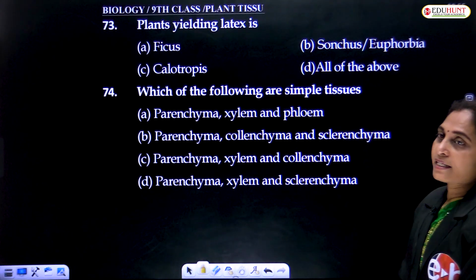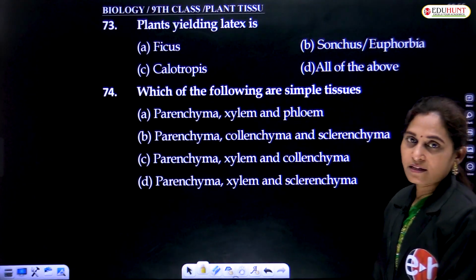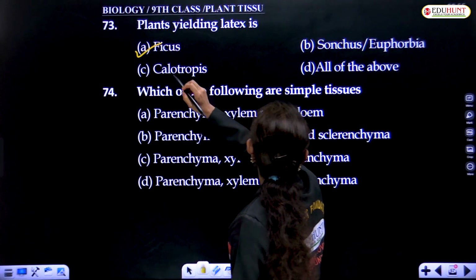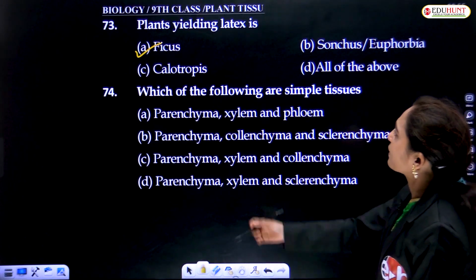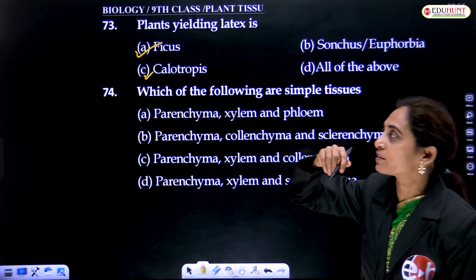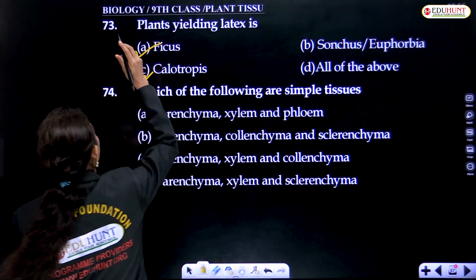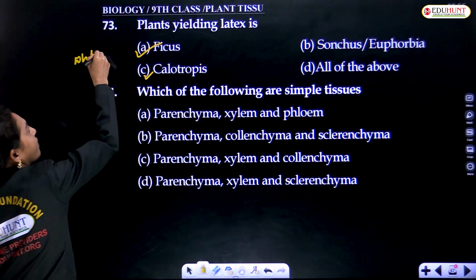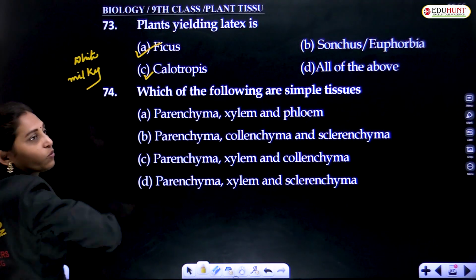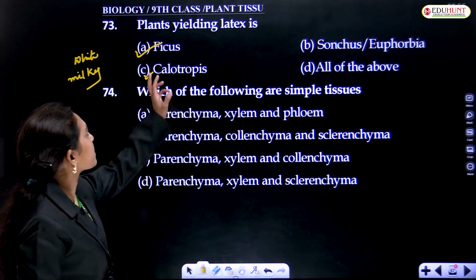Plants yielding latex is a secretory tissue. So it is present in ficus. Even calotropis also has latex. White milky fluid is called the latex. Milky white fluid. Milky fluid, that is latex. It is present in ficus.